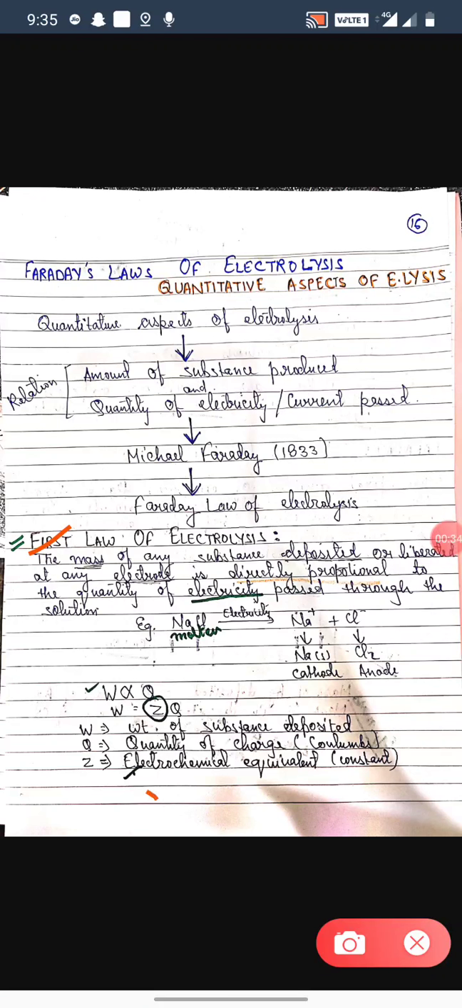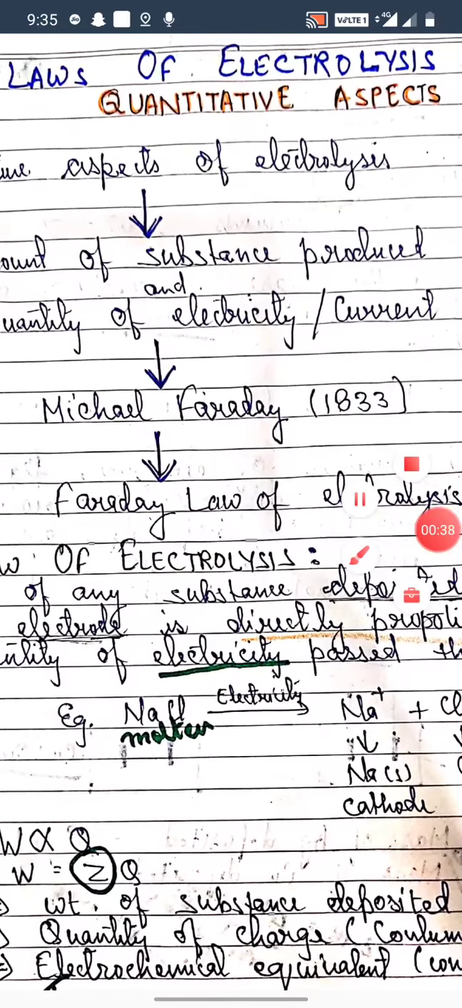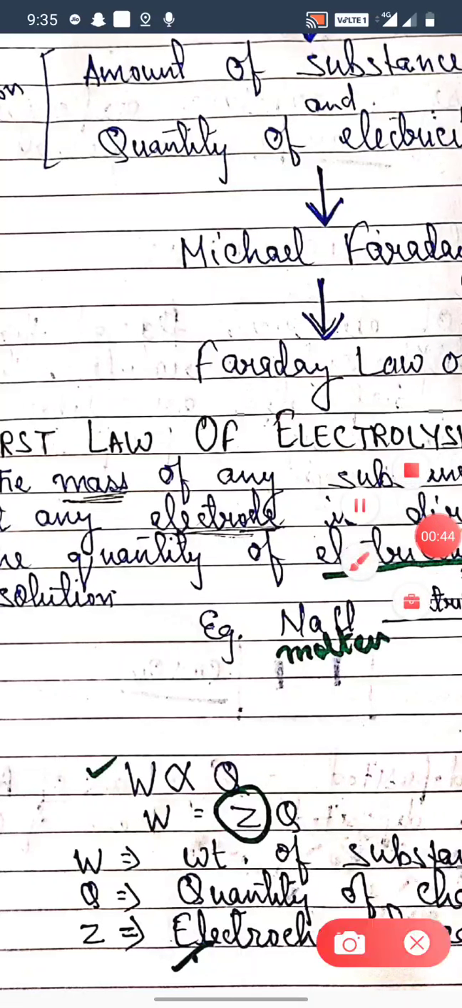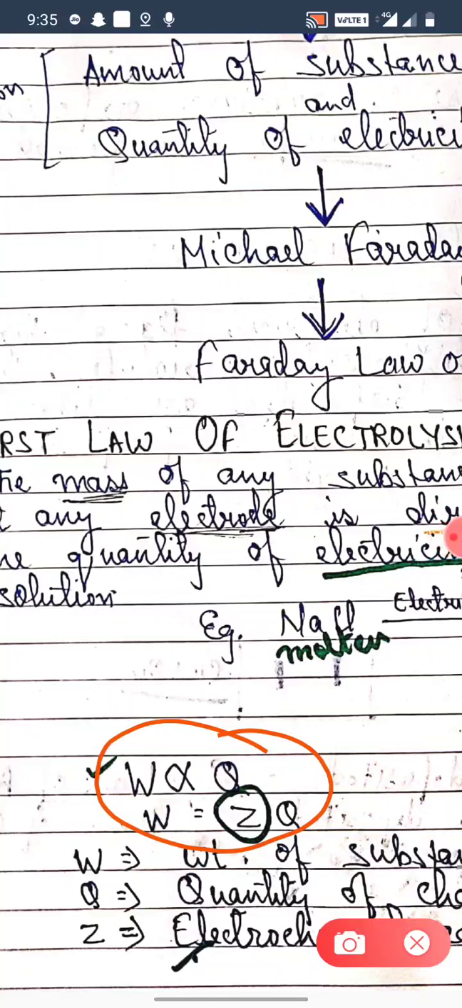The first law of electrolysis is about the relation between the mass of any substance deposited and the charge supplied to the electrolytic solution. As you can see here, this is the mathematical expression for the law, where in order to get rid of the proportionality sign, we used a constant represented by Z, which is known as electrochemical equivalent.